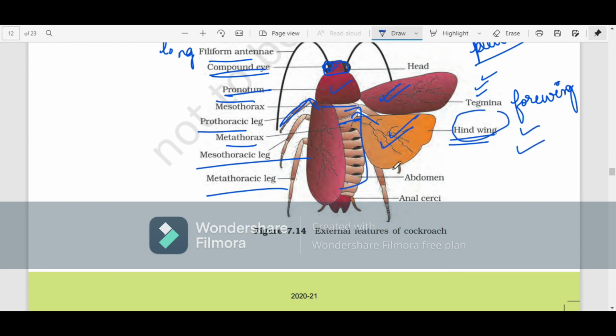Now this is the abdominal region. You can find the anal cerci. If there are no anal styles, then it'll be a female. And if they have anal styles along with anal cerci, then it'll be a male. Anal cerci with anal styles is in males. Only anal cerci is in females.